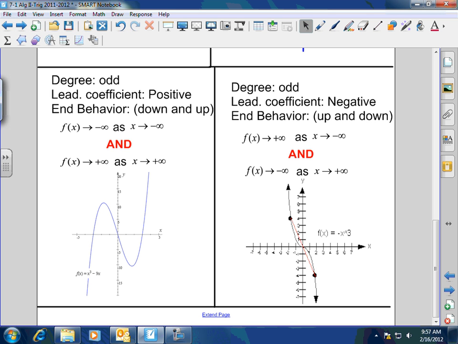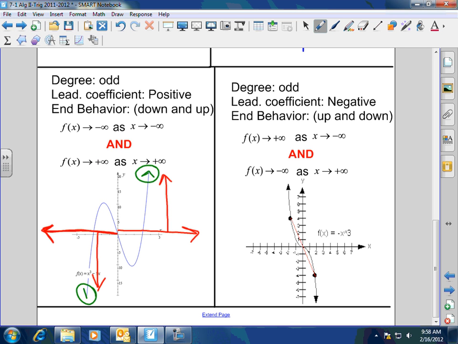Odd degrees. If the lead coefficient is positive, then I have down and up. Check out what's happening. Remember, we're going left to right. As x is decreasing here, what's happening to the y values? Increasing? No, it is not. As my x values are decreasing, what's happening to my y values? They're decreasing in the long run. As my x values are increasing, what's happening to my y values? Increasing. So I have down and up.